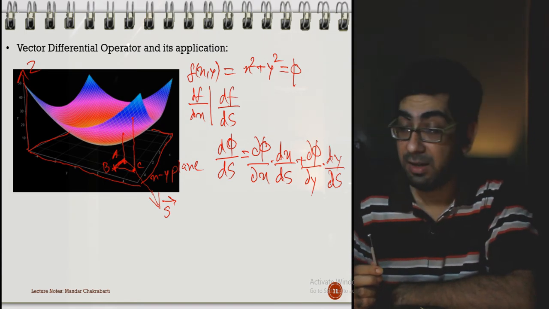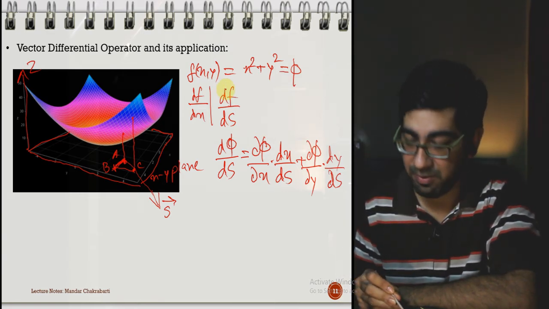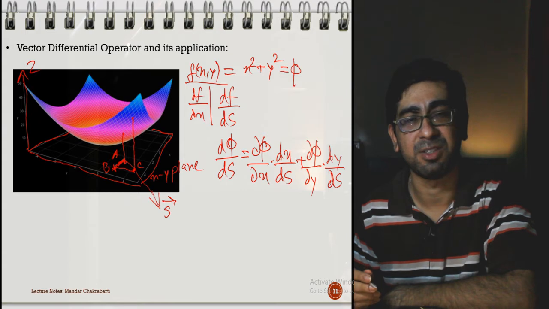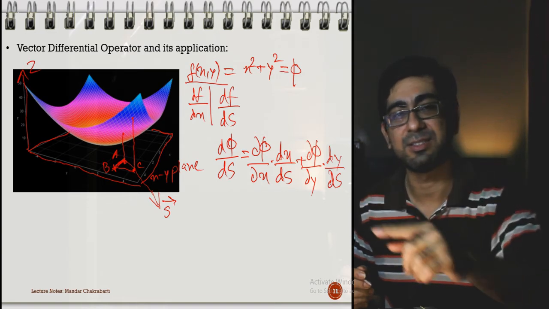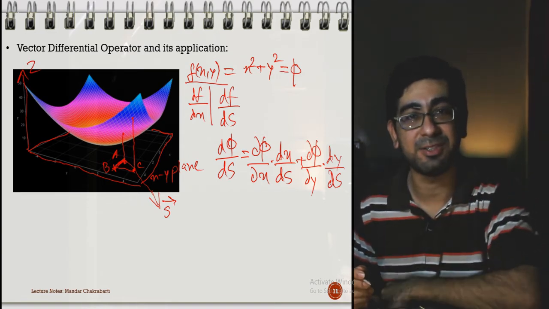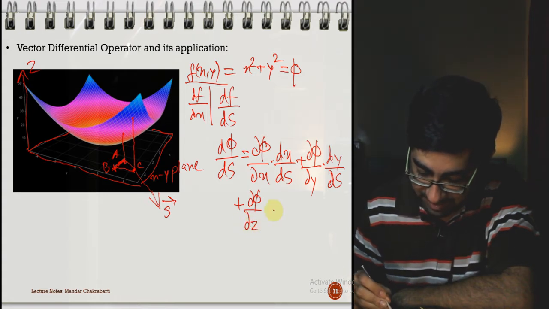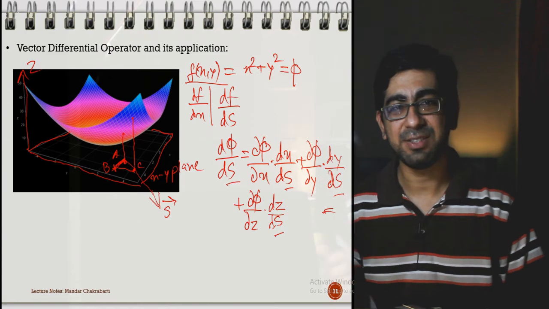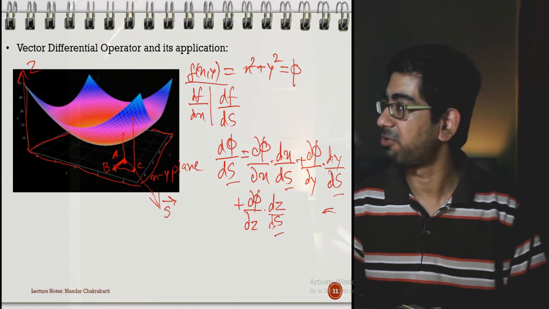Now, right now we have considered that it's a two-dimensional function, but just to make it a generalized expression, let's say that this function is a three-dimensional function. So in that case, I would also have the partial derivative of phi with respect to z, and then how much z is changing with respect to s. Since this s vector plays such a very important role, let's check that out in a bit more detail. Let me draw that out for you on a fresh page.